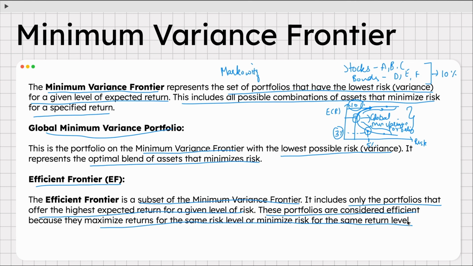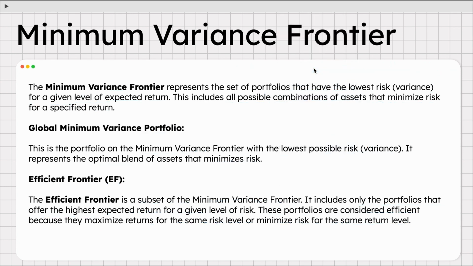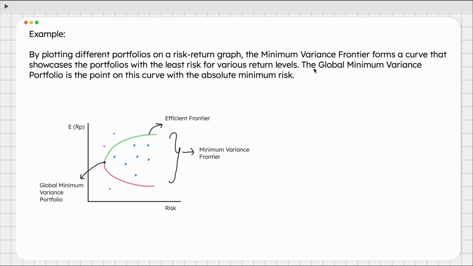To make this more clear, I have created an example on the next slide. Let's go there. Let me clear the screen. So this is the graph. By plotting different portfolios on a risk return graph, the minimum variance frontier forms a curve that showcases the portfolio with the least risk for various return levels. Got it? This is what we discussed previously.